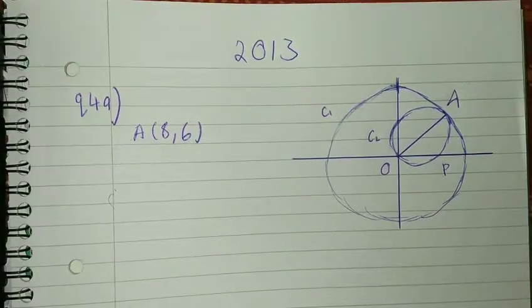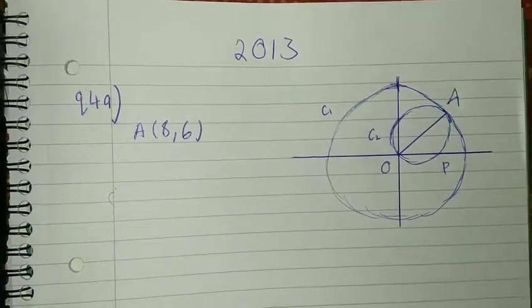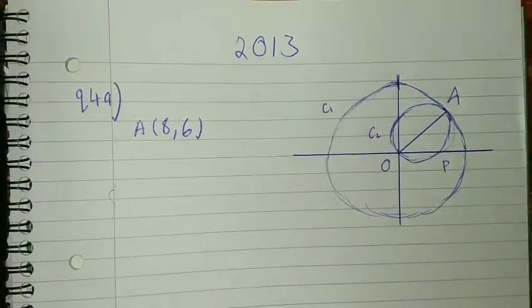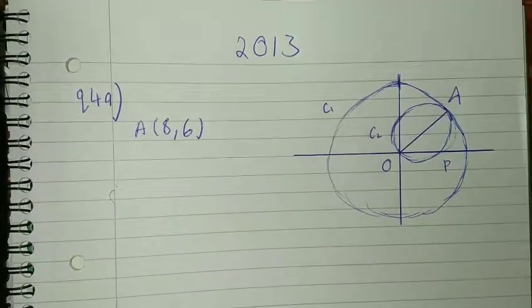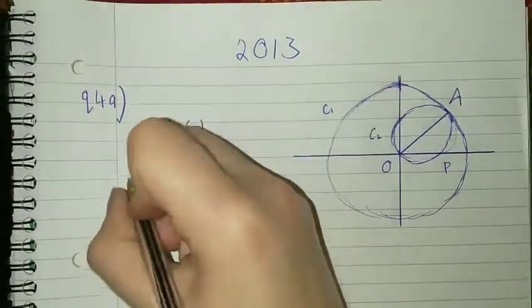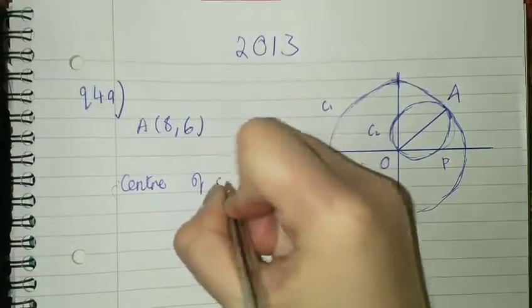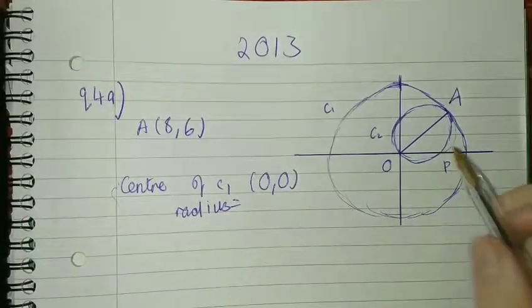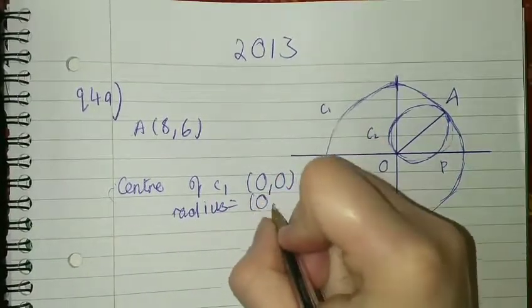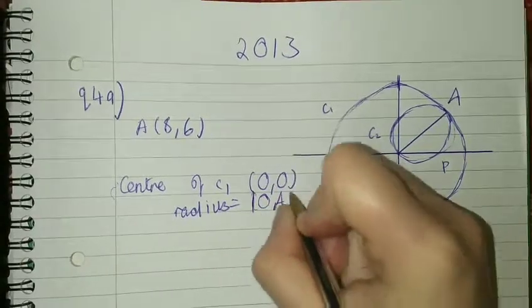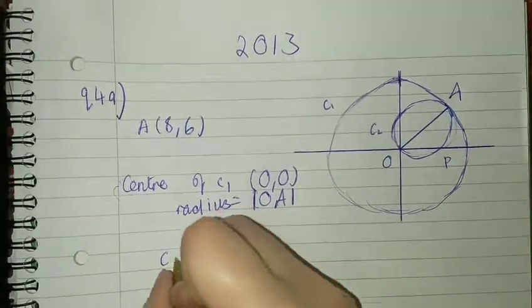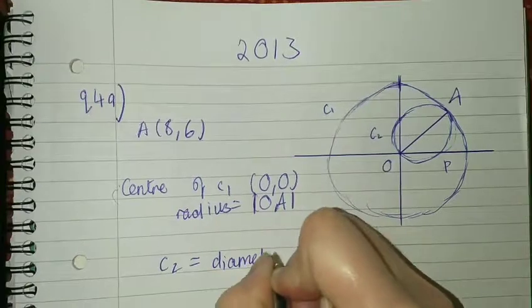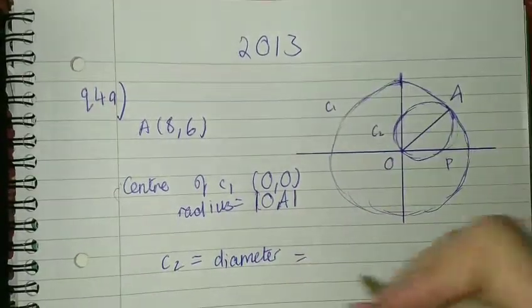The diagram shows two circles, C1, so the bigger circle is C1, so I've just roughly drawn out the diagram, and C2. So C2 is a smaller circle. So C1 has a center of 0, 0. So I'll write center of C1 is 0, 0, and the radius of C1 is from O to A. So that's the radius of my bigger circle, and then C2 has a diameter of OA. So basically the diameter of one circle is the radius of the other.